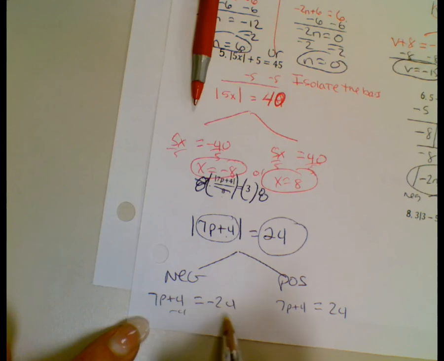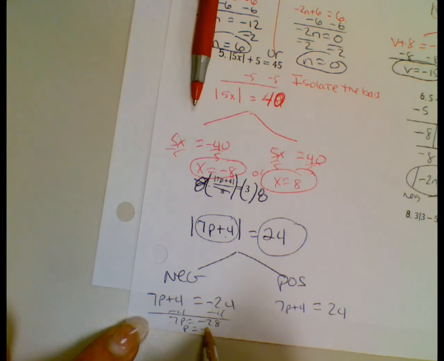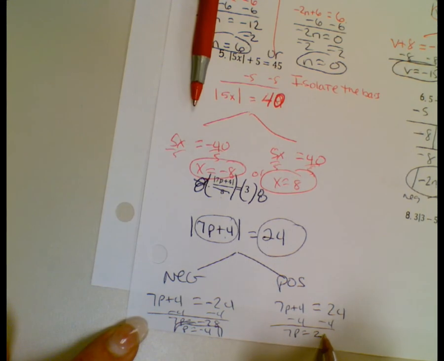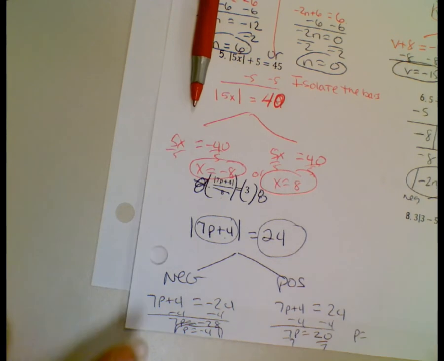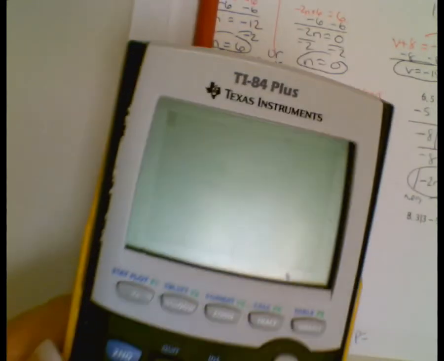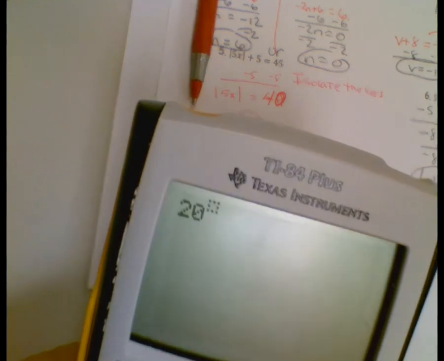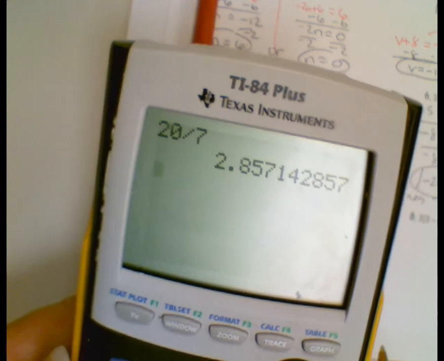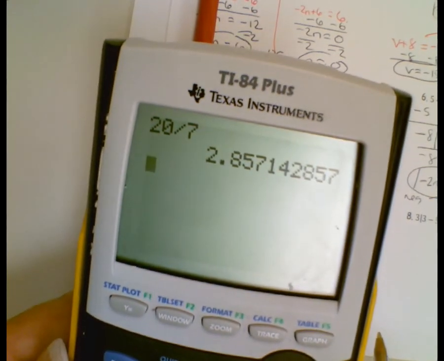So let's subtract 4. 7p equals -28, and p is -4. Over here, subtract 4. 7p equals 20. Of course, this is an ugly answer. Divide by 7, and p is whatever that is. Let me look. 20 divided by 7 is 2.857. We'll say it's about 2.9.